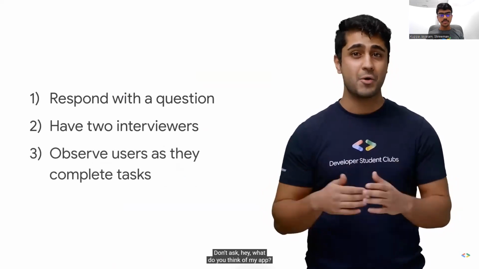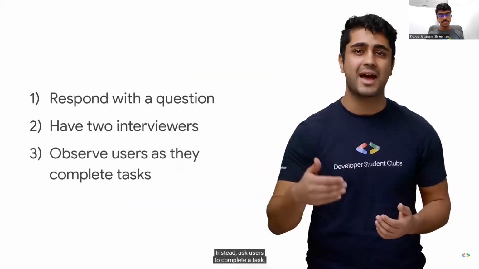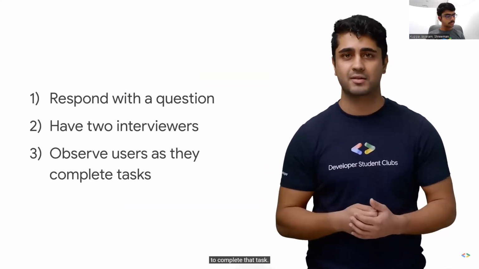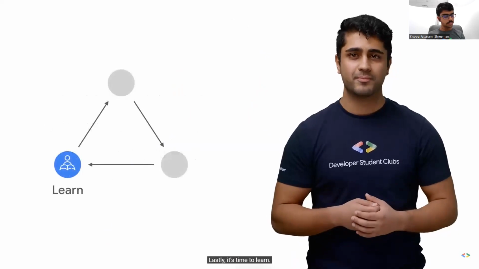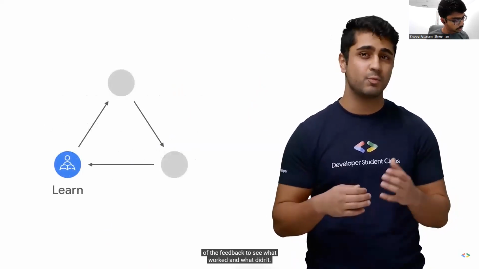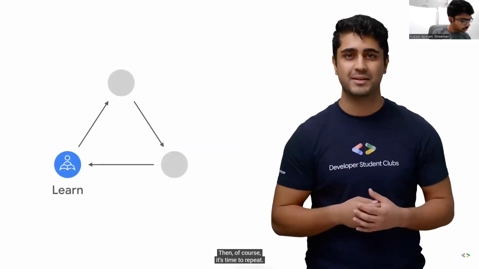Don't ask, "Hey, what do you think of my app?" Instead, ask users to complete a task and take note of any friction they face in trying to complete that task. If you're building a calendar app, for example, you could ask a user to create a new event or delete an existing event. Lastly, it's time to learn. For this step, get together with your team and compile all the feedback to see what worked and what didn't. Then, of course, it's time to repeat.